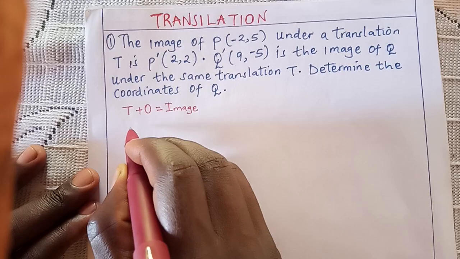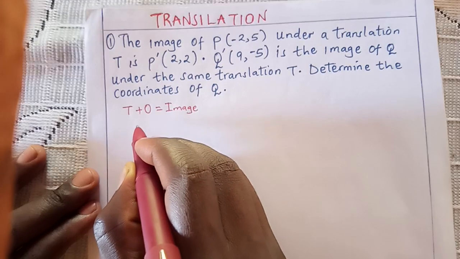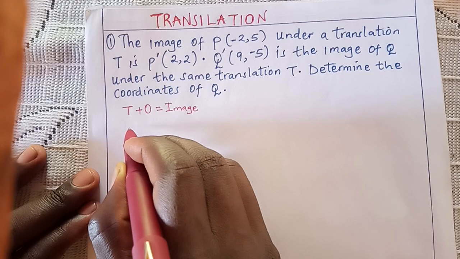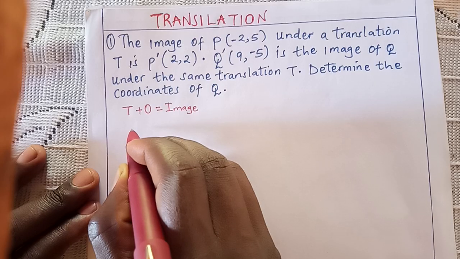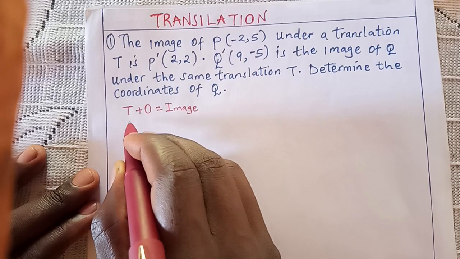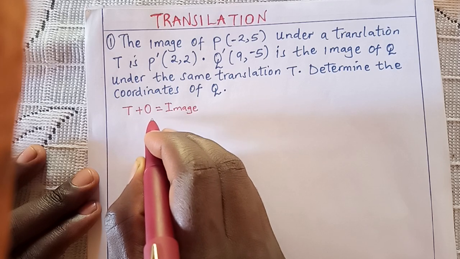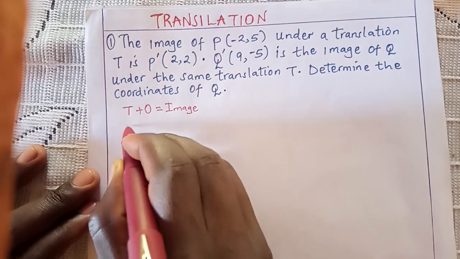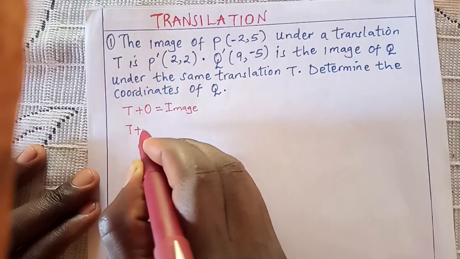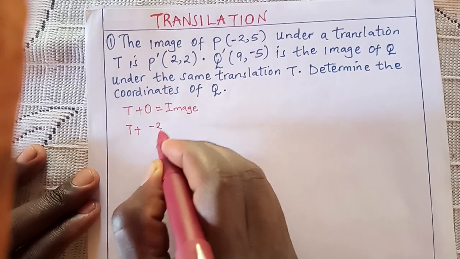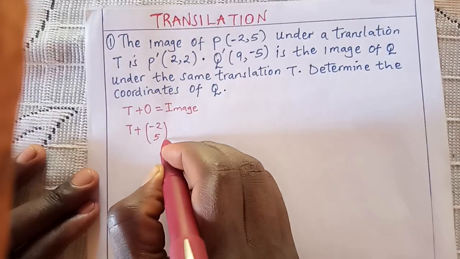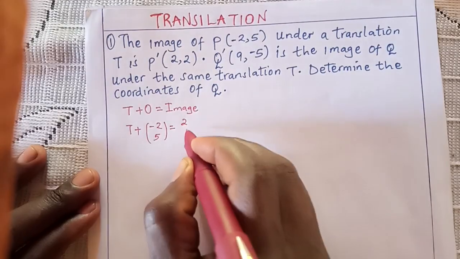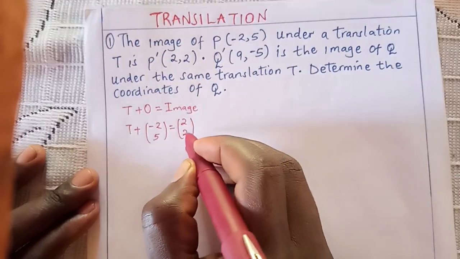Now what we do not have is the translation coordinate. In this case, let us work out the translation coordinate by substituting the information we have into this formula. Like I said, translation plus object coordinate will give us the image coordinate. Now, we have translation plus the object coordinate, negative 2, 5, written as a column vector, equals the image, which is 2, 2, again as a column vector.